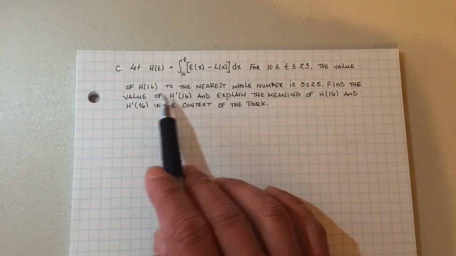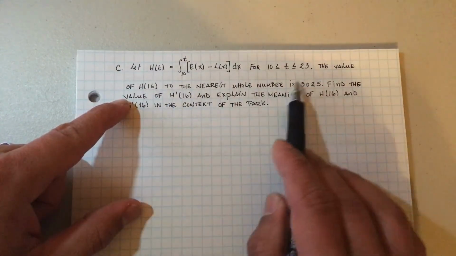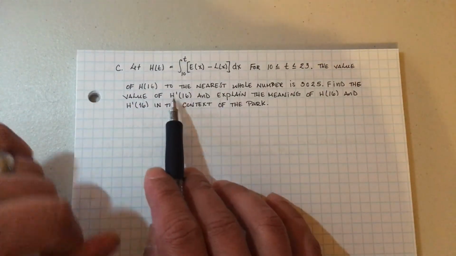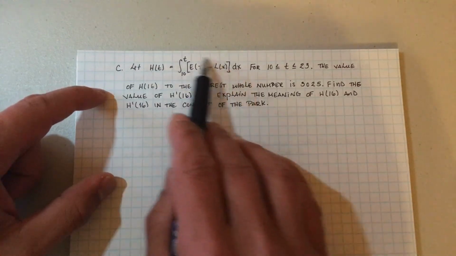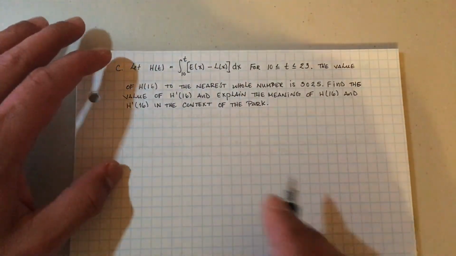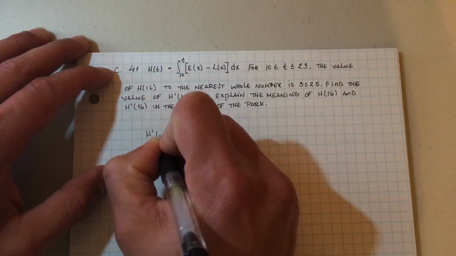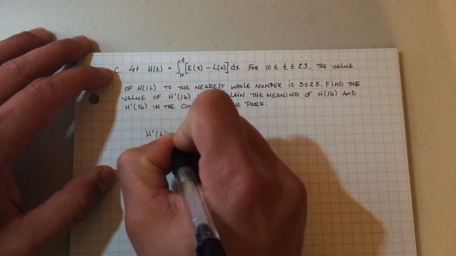Okay. So now find the value of h prime of 16. So we know h of 16 is this amount. So h prime of 16, I have to take the what? The derivative of this guy. Okay, I have to take the derivative. So let's just do h prime of t first and then plug in our 16.